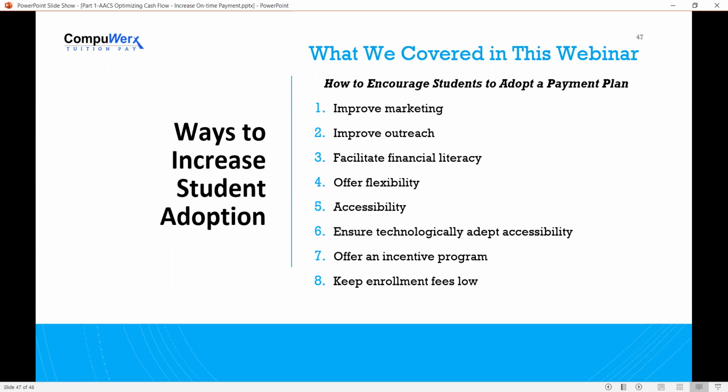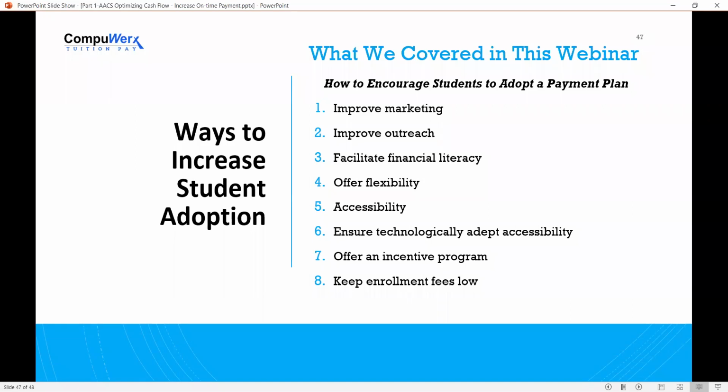Give them a comparison. The difference between loan and payment plan. How much money will save them by using a payment plan. Offer flexibilities. Multiple payment plans that they could choose from. Accessibility. Want to make sure that your student will be able to make the payment online through their mobile phone or wherever they are.